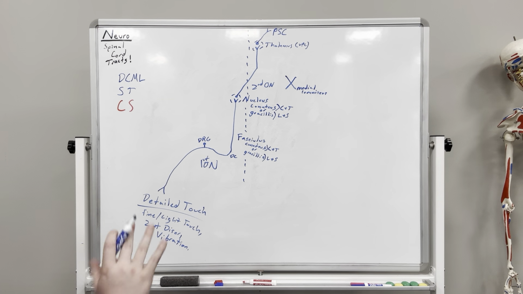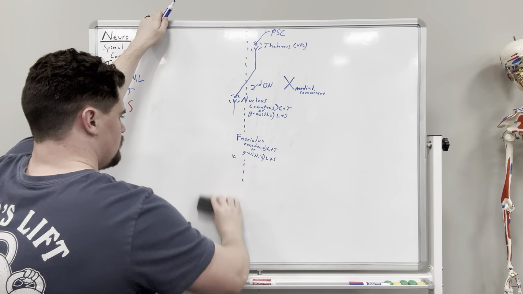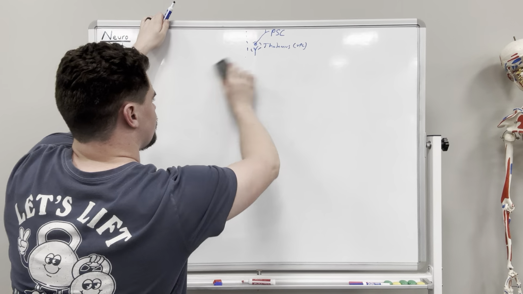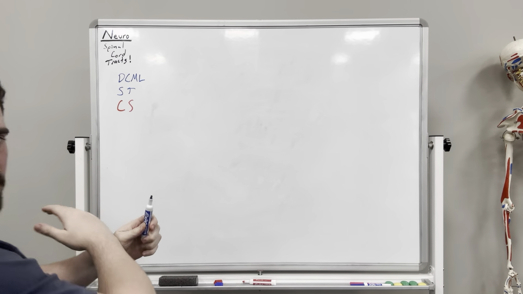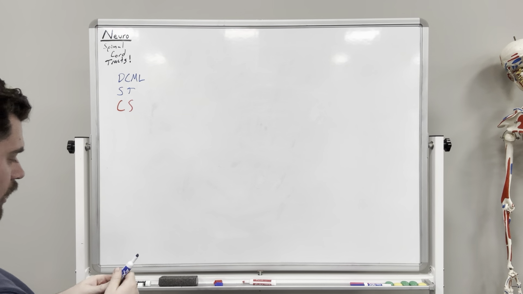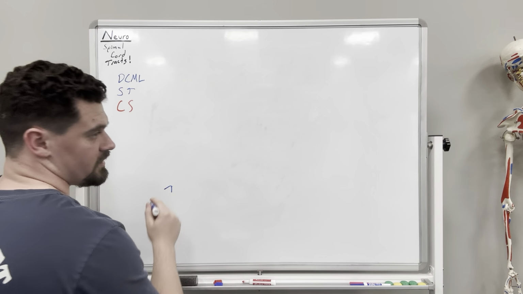Okay, so DCML, we've got that covered. Good. Make sure you know where the different neurons synapse on each other, and then definitely know where it crosses for all of these. Okay, so spinothalamic. So it's sensory, ascending.